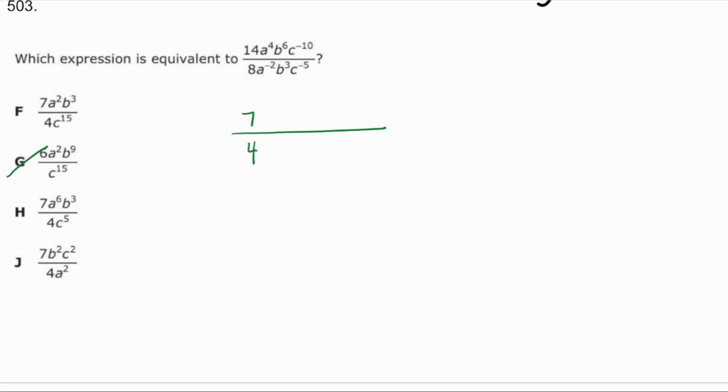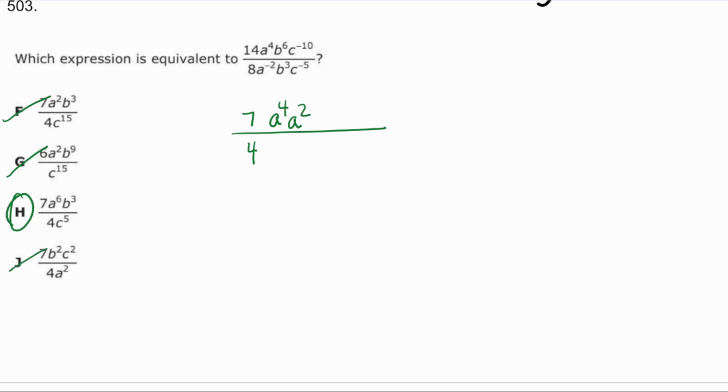Then with a to the 4 divided by a to the negative 2, a to the negative 2 in the denominator is like an a to the 2 in the numerator, so I'm looking for an a to the 6 in the numerator, and that means it's going to have to be answer choice H, right? Because none of the rest of these have 6 powers of a in the numerator.